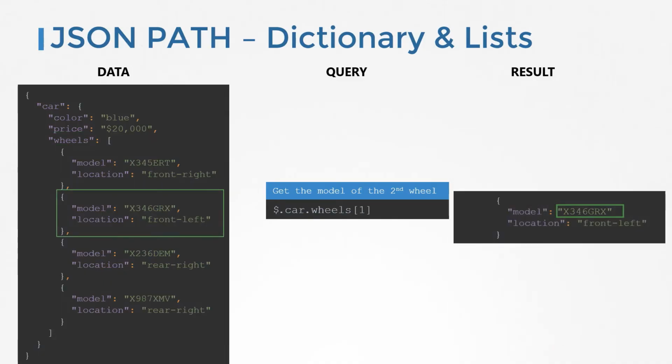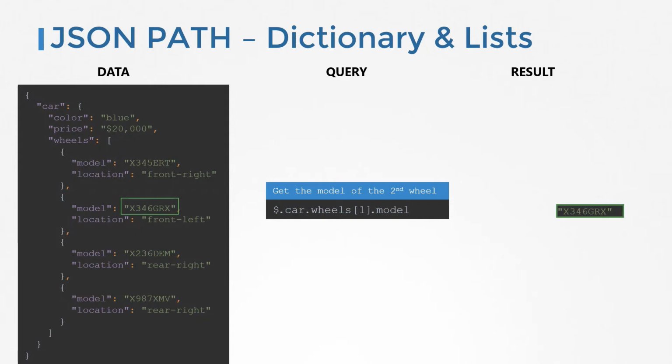We use the square brackets and specify the position of the item within the array. The second element is at position 1 as the index starts at 0. Note that we did not use the dot here as wheels is not a dictionary. It is an array. We now have the second wheel details. But that's still too much information for us, and that's not what we want. We just want the model of the second wheel. The detail we have is a dictionary, and you can get its model by adding .model to our query.